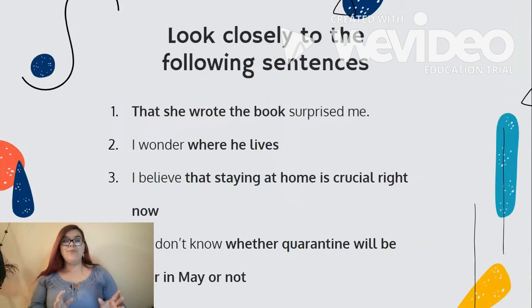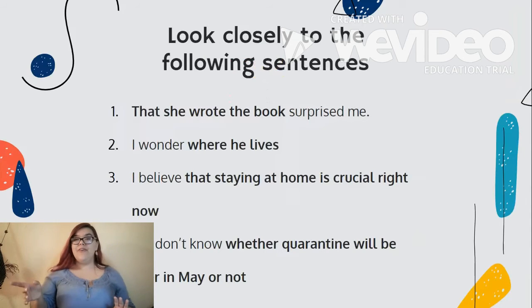It says, that she wrote the book surprised me. And we can look at the structure of the sentence. That she wrote the book is working as a subject and it's a noun clause. Then we can see the verb, and we have a pronoun right there. The pronoun is working as the direct object.